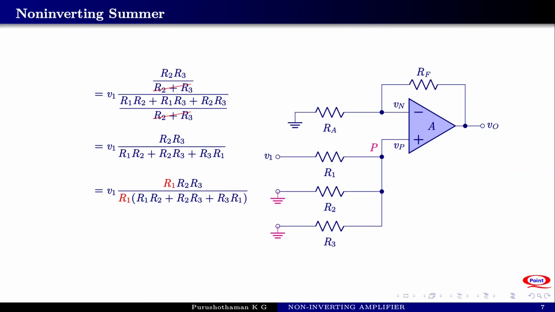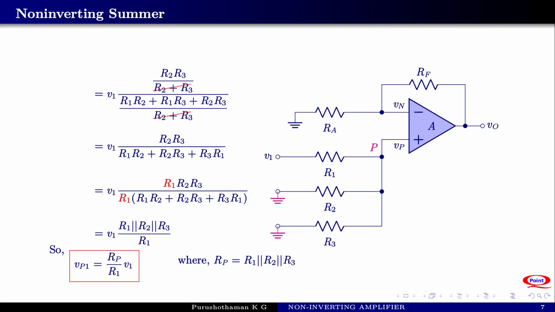So what you get is a parallel combination of three resistors plus an additional term 1 by R1. So you get V1 is equal to R1 parallel R2 parallel R3 divided by R1. Let us denote the R1 parallel R2 parallel R3 by a single term, say Rp. Then Vp1, the value of Vp because of the source V1 alone acting, is equal to Rp divided by R1 into V1, where Rp is the parallel combination of the three resistors, the effective value of R1 parallel R2 parallel R3.